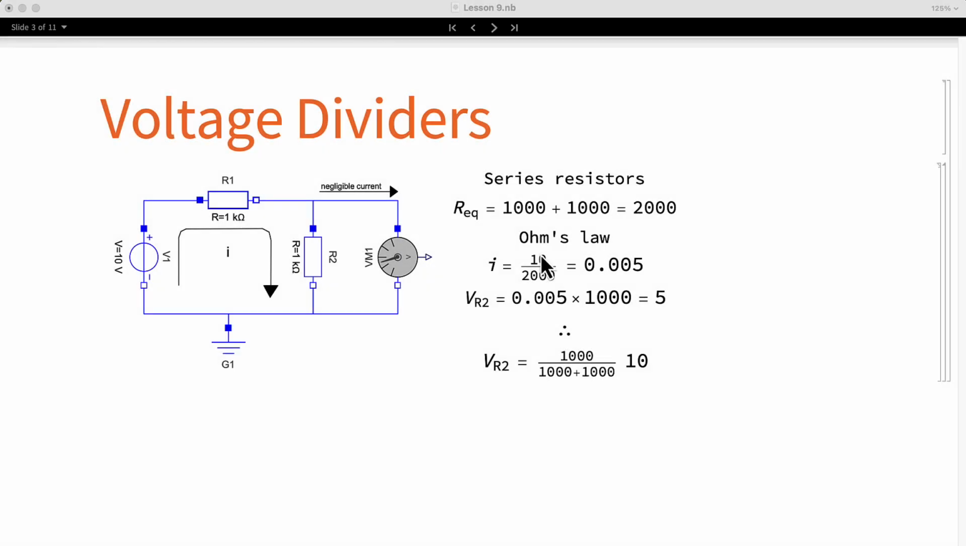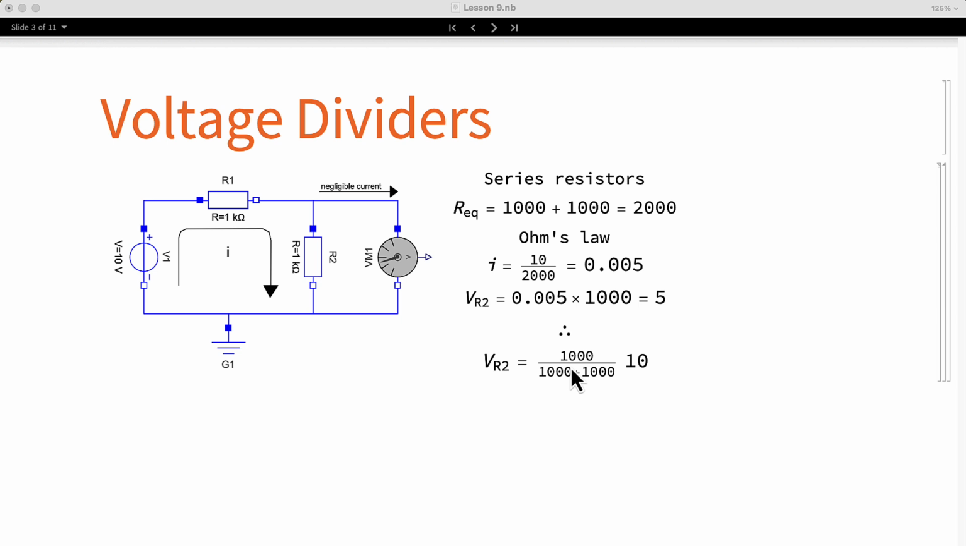Let's check this numeric example. In this case, both resistors have a value of 1 kilo ohm, and therefore the equivalent resistance is 2 kilo ohms. The input voltage is 10 volts, and this is divided by the 2 kilo ohms, and this gives us 0.005 amperes. Then we can calculate the voltage of the resistor 2, which is 0.005 amperes times 1 kilo ohm, which returns 5 volts. In this case, since the two resistors are the same, then the voltage of the resistor 2 is going to be half the input voltage.